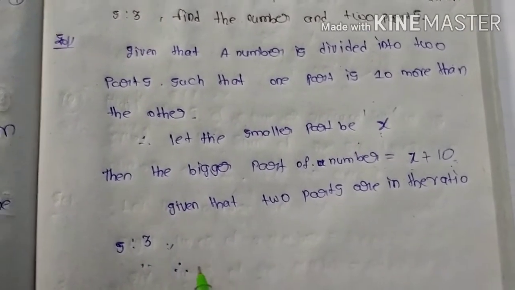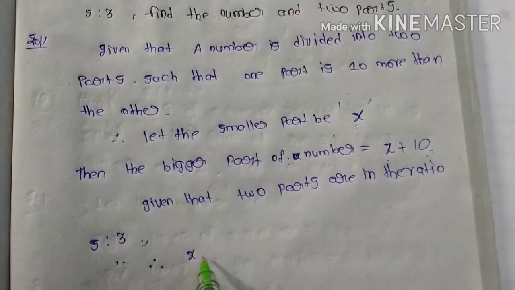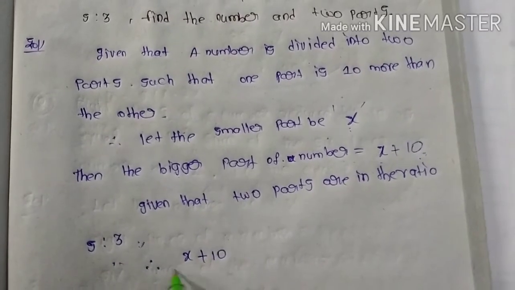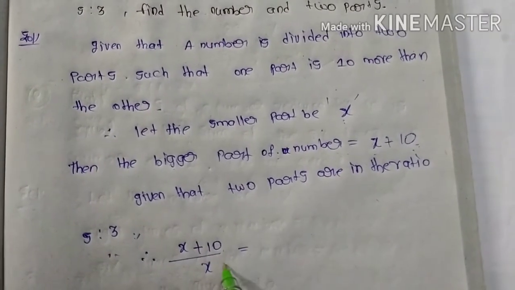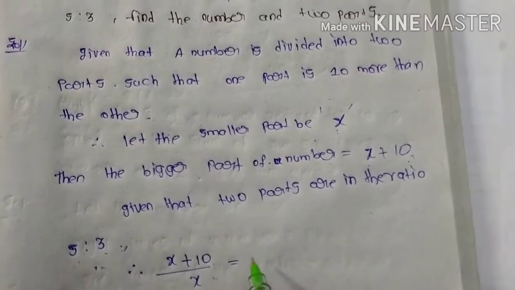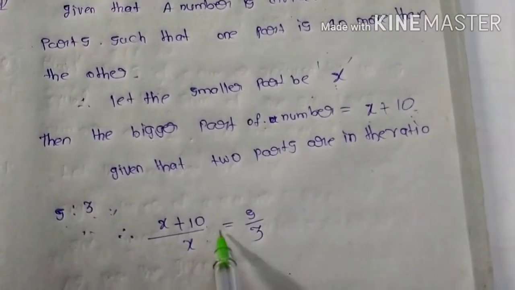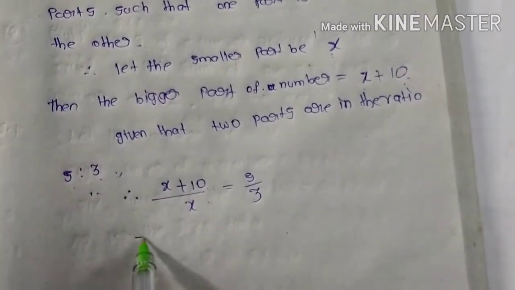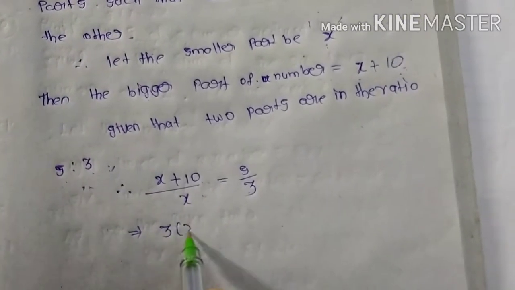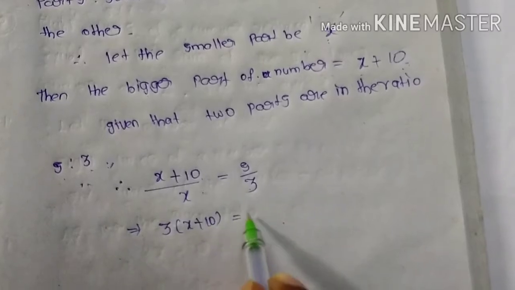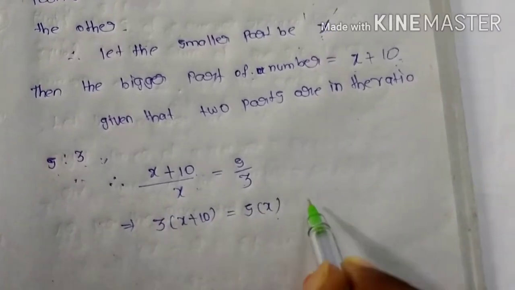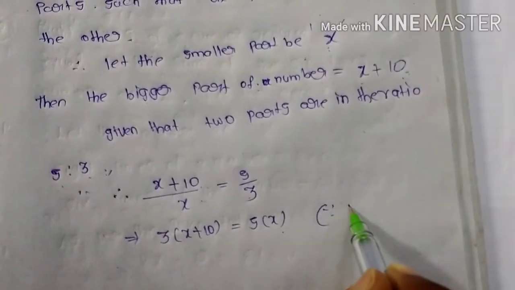First of all, I am finding the ratio between the two parts. That means x plus 10 by x is in the ratio 5:3. 5:3 means 5 by 3. Now we can do cross multiplication. If you do cross multiplication, what will happen? 3 into x plus 10 is equal to 5 into x.